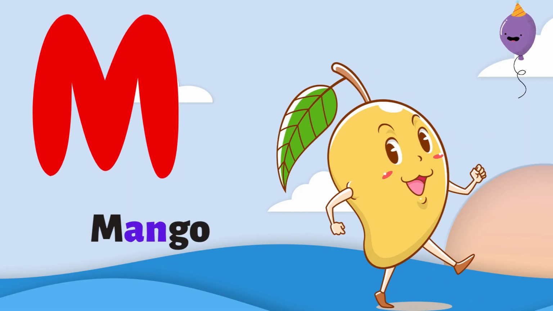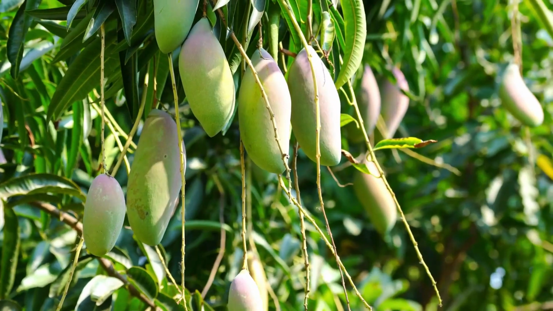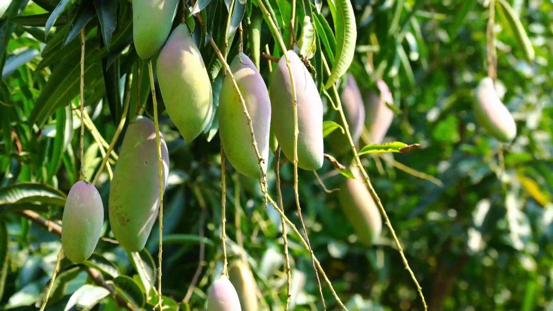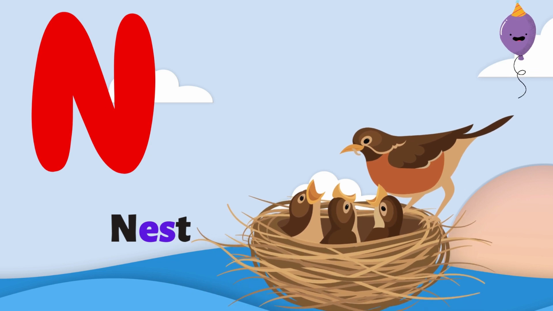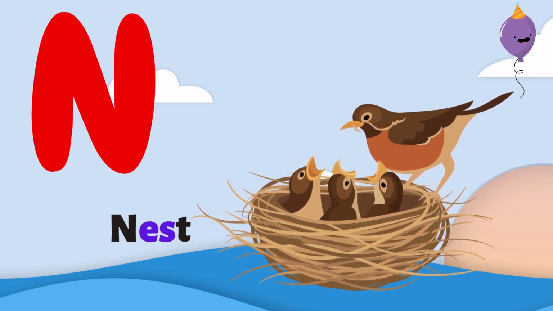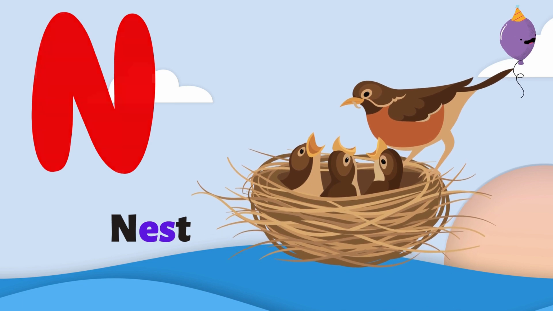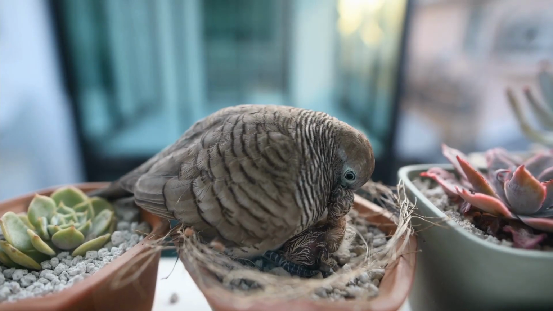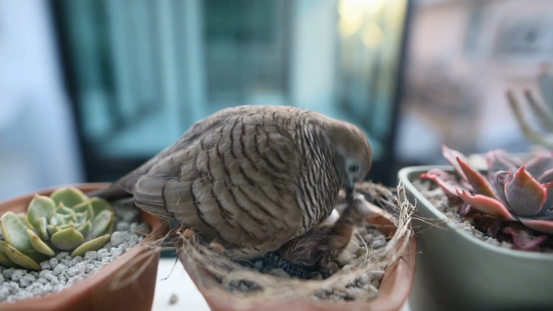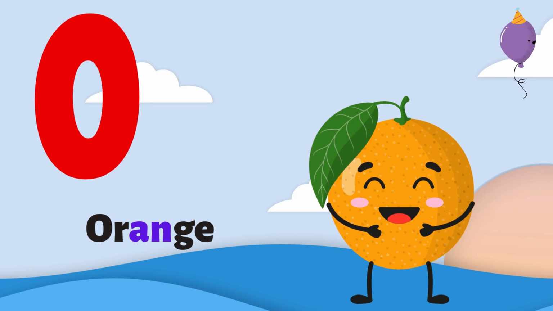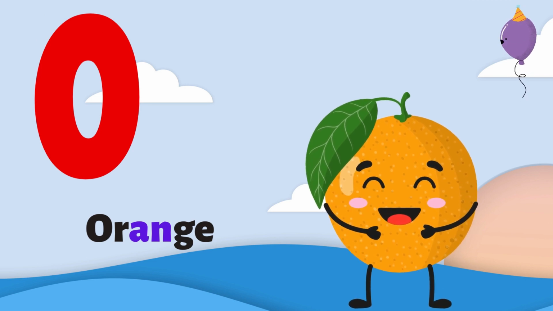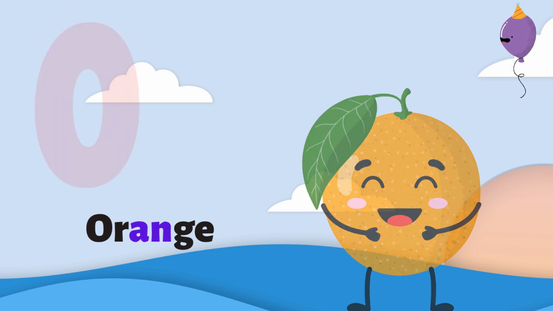M. M for mango, M-A-N-G-O, mango. N. N for nest, N-E-S-T, nest. O. O for orange, O-R-A-N-G-E, orange.